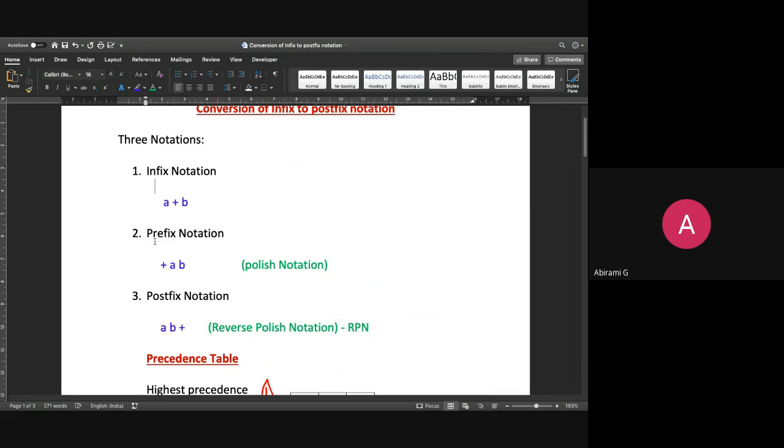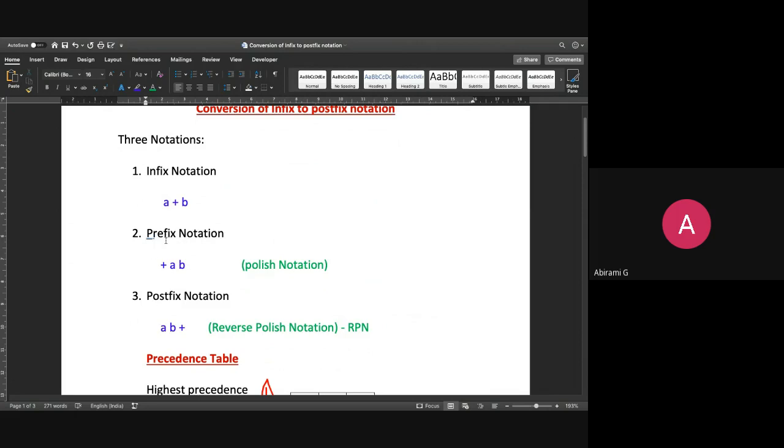Prefix is also called Polish notation. Postfix notation is also called reverse Polish notation, RPN. This name came because a Polish mathematician developed prefix and postfix notations, introduced in the 1950s. These two are parenthesis-free expressions. It is mainly for computers to evaluate easily.